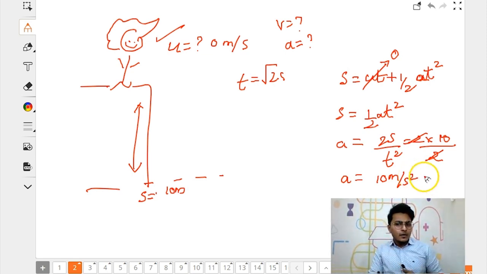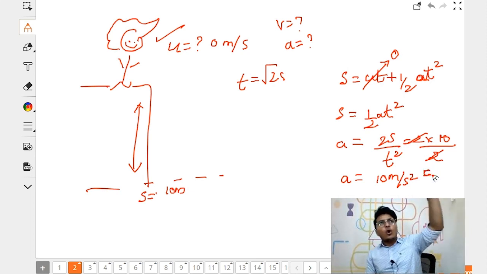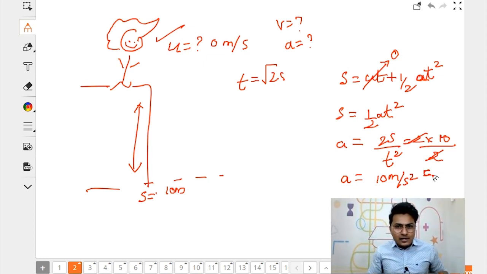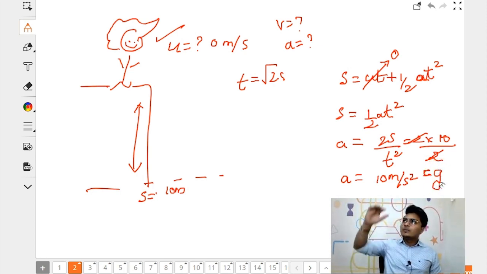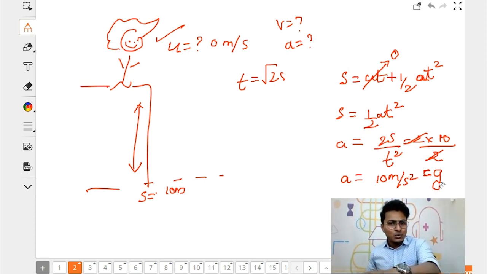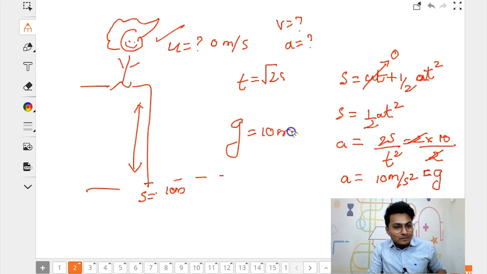Now one more thing which I want to know from each and every one of you. When my object is falling from a height or just dropping down, when it is skydiving basically, can I consider this acceleration as acceleration due to gravity? Obviously, correct. When an object is falling, the only force acting on the object is gravity. It's falling down under the acceleration due to gravity. So we have got g as 10 meter per second square. I hope all of you were able to understand that part.